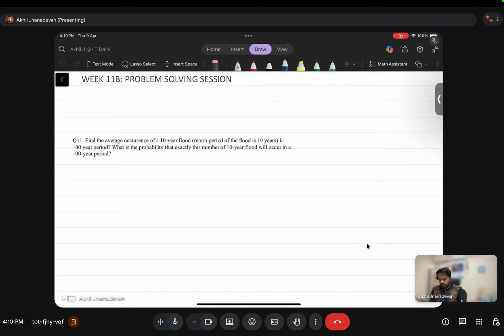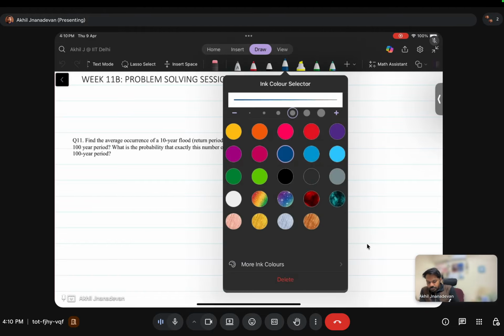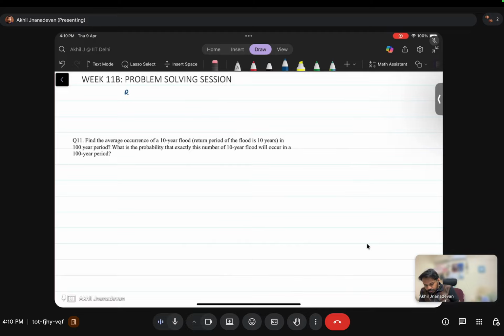So straight away we can start, just like a recap. We saw what a random variable is. There are two types of random variable: one is the discrete random variable, and the other type is the continuous random variable.